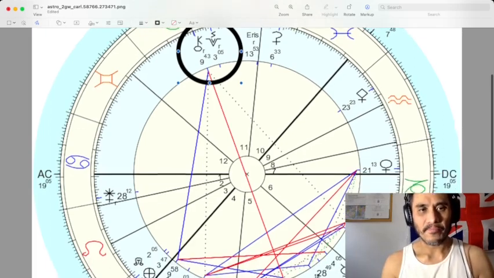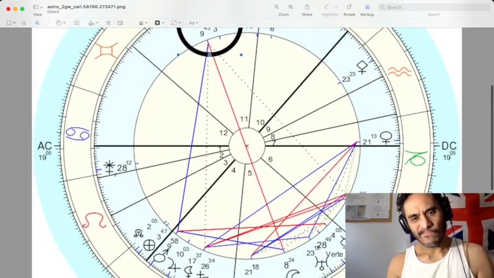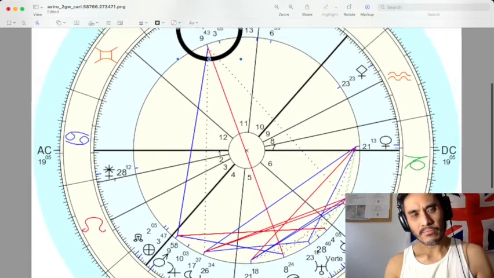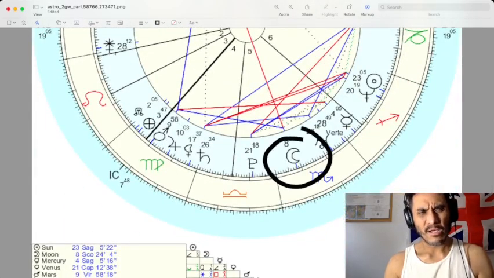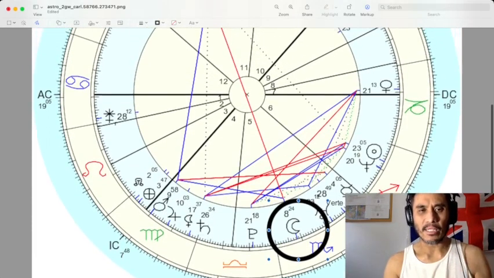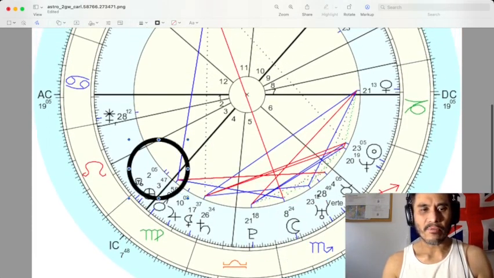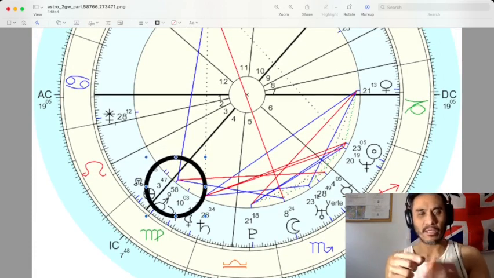And there's a, what do you call this? It's an opposition to the moon, to his moon, right here. So that means that he has to balance that. I think I've already mentioned that he had to balance it. And then there's actually a sort of a seesaw effect here, because Mars is at the bottom of that seesaw thing.